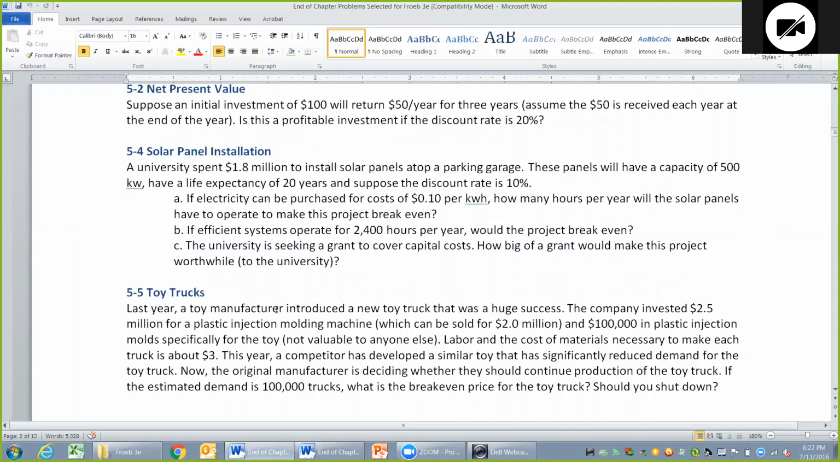Well, the good part is you have both. So a university spent $1.8 million to install solar panels atop a parking garage. These panels will have a capacity of 500 kilowatt. That's probably supposed to be 500 kilowatt hours or something, I suppose. But have a life expectancy of 20 years, and suppose the discount rate is 10%. If the electricity can be purchased for 10 cents a kilowatt hour, how many hours per year will the solar panels have to operate to make this project break even?